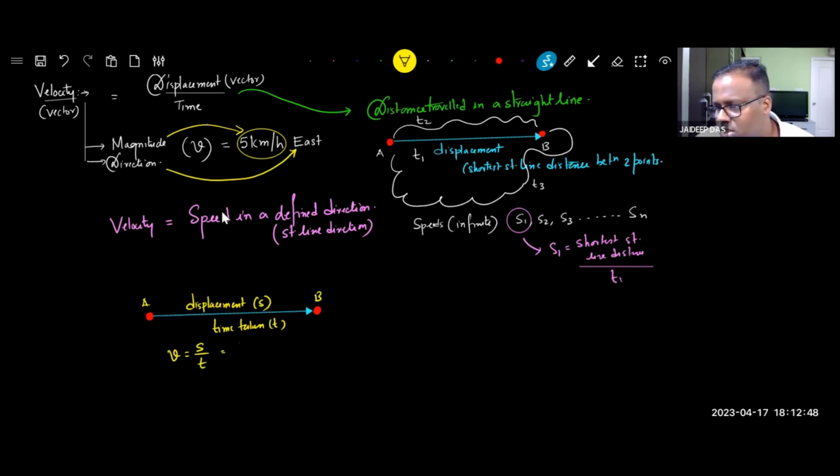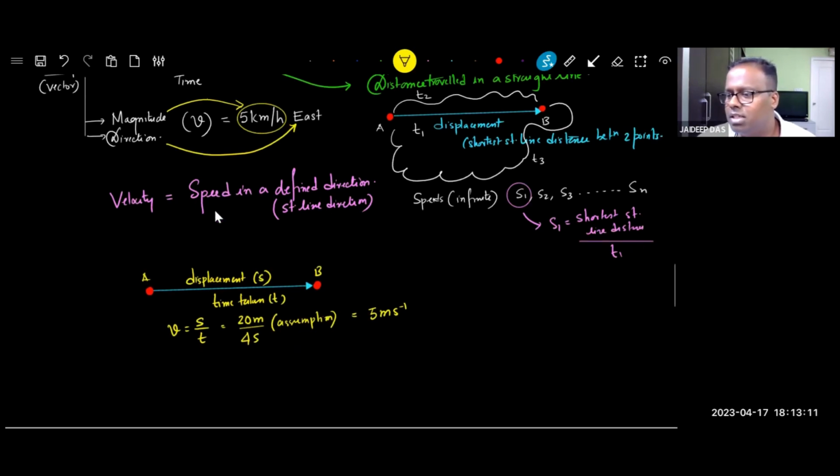Let's say this S was 20 meters and this T was say 4 seconds. It's just an assumption. Then what is the value of velocity? Okay, 5 meters per second. Everyone agrees with me? But what you're forgetting is that this fellow is a vector. And if it is a vector, it is supposed to have 2 feathers on its crown. One is the magnitude. You have found the magnitude. What about direction?